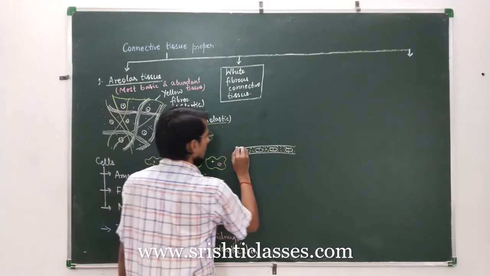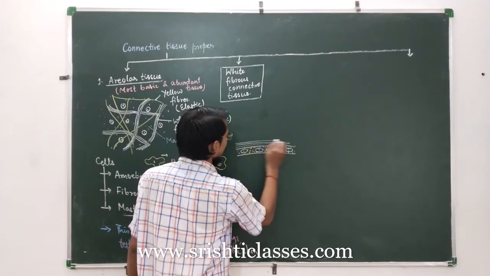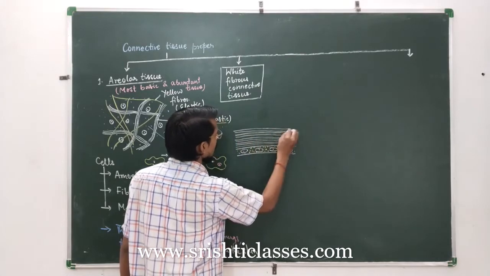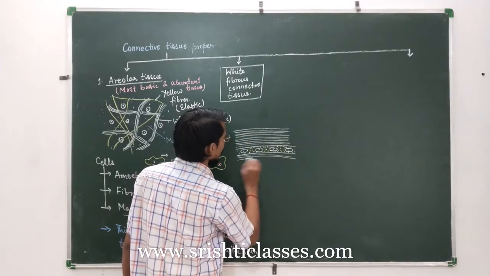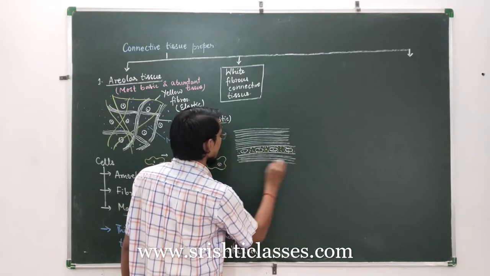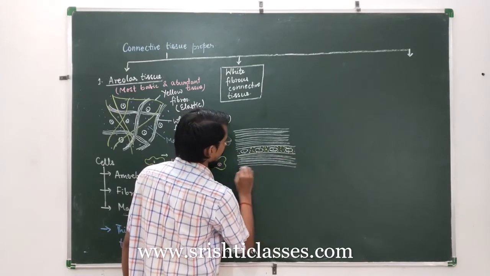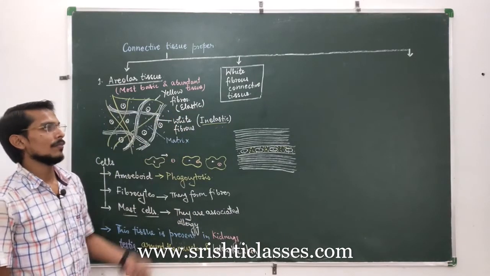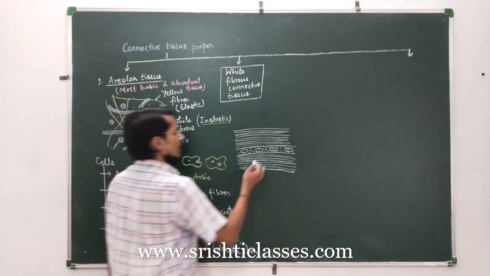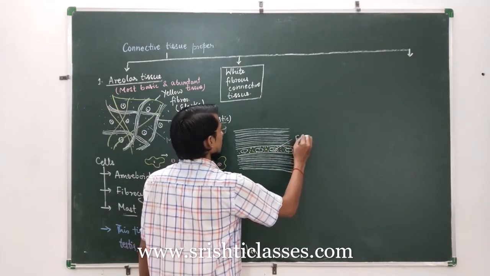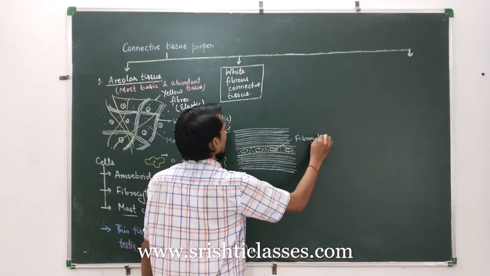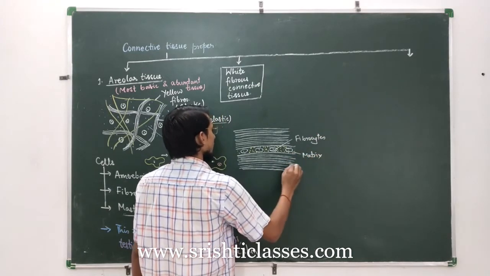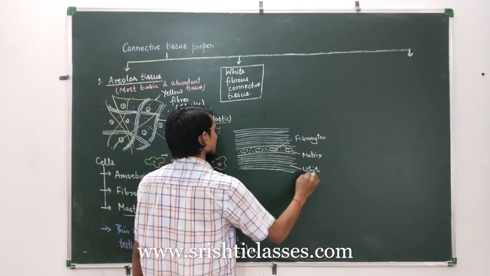So I can show this tissue like this. These are bundles of white fibers, and in between the bundles of white fibers are present fibrocytes. This is a gross structure of white fibrous connective tissue. This is your fibrocytes. This is matrix, and this is white fibers.